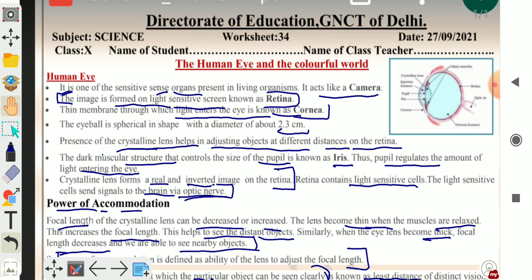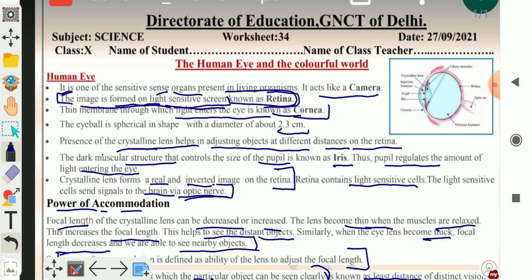So what is the function of retina? Image is formed on the retina. Retina पर क्या होता है बच्चों? Image of an object is formed on retina. It is a light sensitive screen. So the function of retina: the image of the object is formed on retina, which acts as a screen.